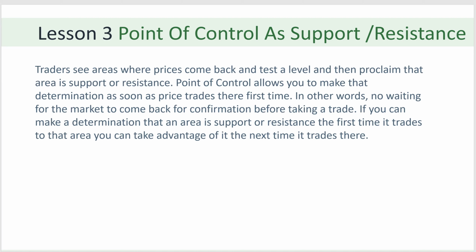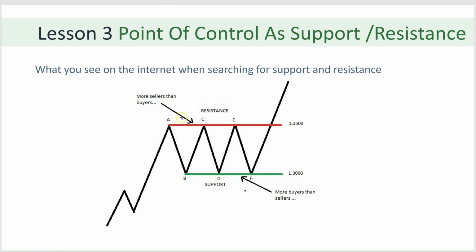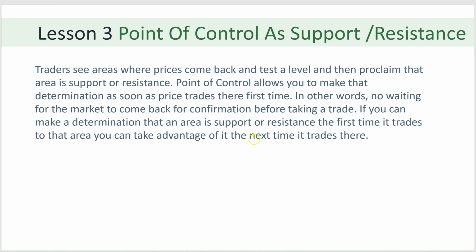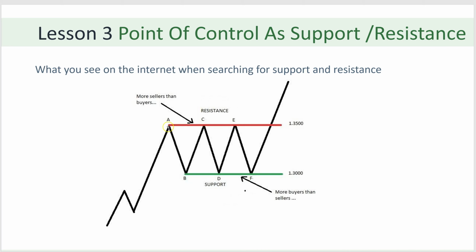And traders see areas where prices come back and test the level and then proclaim that, oh, this area is support or resistance. Like here, right? We came back here. That's automatically resistance. That's automatically support. No. Point of control allows you to make that determination as soon as price trades there the first time. As soon as you trade A, maybe there's something in the point of control that tells you this is resistance so that you can be waiting when it trades C, when it's trading E.